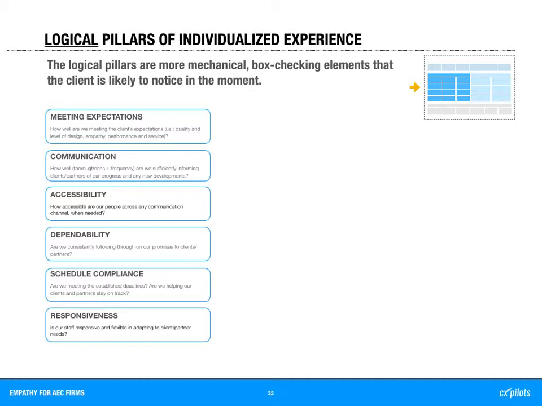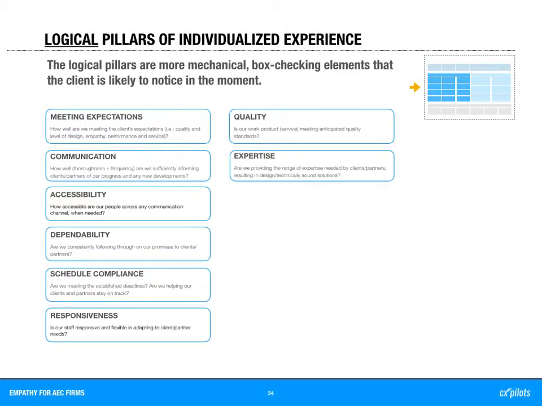Responsiveness, similar to accessibility but different. Accessibility is, do I feel like you're going to be there? Responsiveness is, are you actually there when I need you? Quality is, essentially, is the work product meeting standards? Expertise, are you demonstrating that you remain the best choice long after you've been awarded the project?